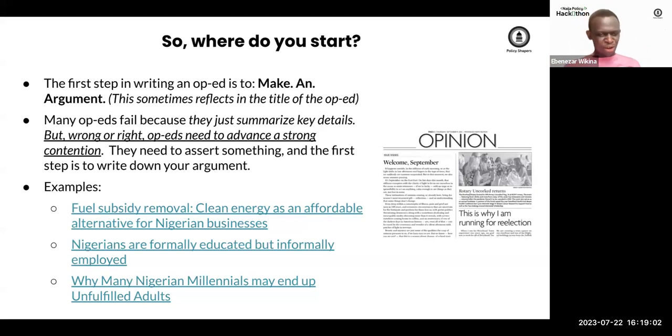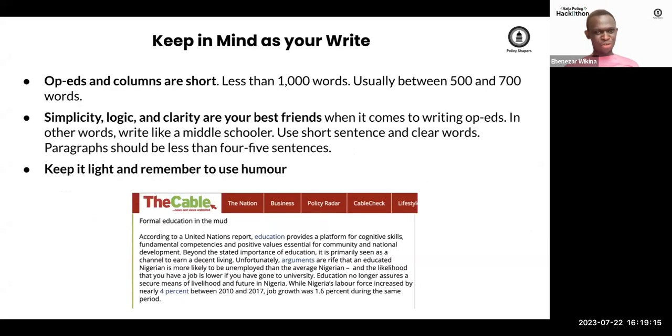The second one, Nigerians are formally educated but informally employed. This is something Charles and I wrote. Again, it tells you that we're arguing for informal employment, and that the informal sector needs to be supported. Again, there are so many more examples if you check online. I'll just move forward now and hand over to Charles.